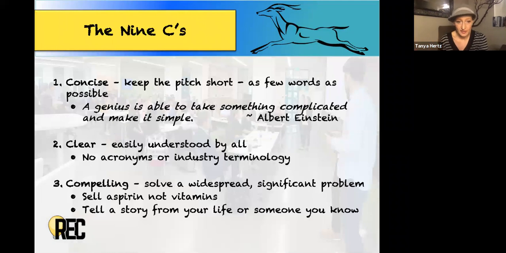The 9 C's of an elevator pitch: 1, keep it concise, keep it short.